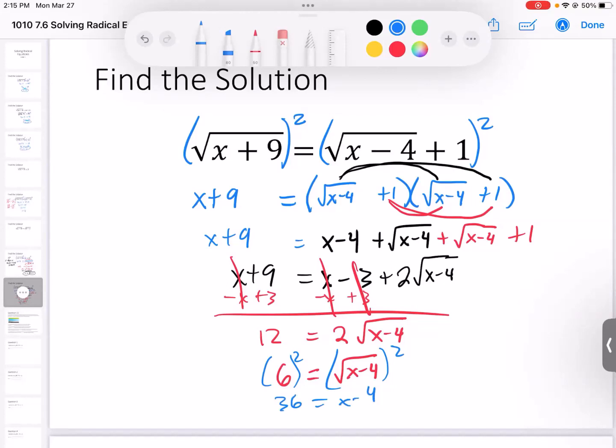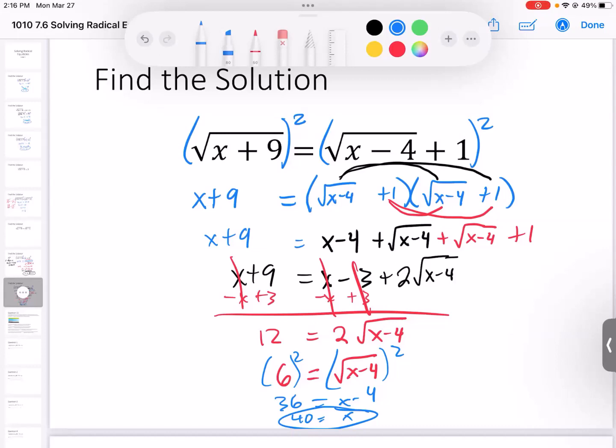When you add 4 to both sides, you get that x equals 40. And this is our potential solution, but we want to double check and make sure it actually works. So we say 40 plus 9, that's 49. The square root of 49 is 7. So I want to know if 7 equals the square root of 40 minus 4, which is 36. The square root of 36 is 6 plus 1, that does equal 7. And so this would be the solution for the equation.